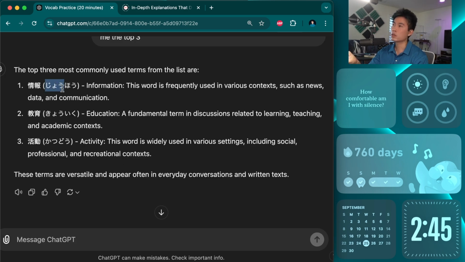This one's joho, kyoiku. I feel like I need something to say it for me. I can't seem to hear anything, unfortunately. This is one where having my phone would actually be useful. I think I will stop using this as a camera real quick, since I'm not even using it anyways, and then use this as a method to hear how it's said. Okay, kyoiku, which means education.